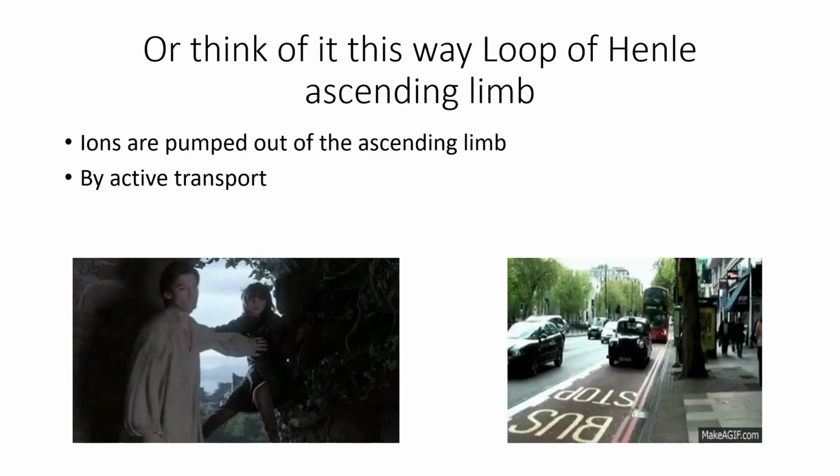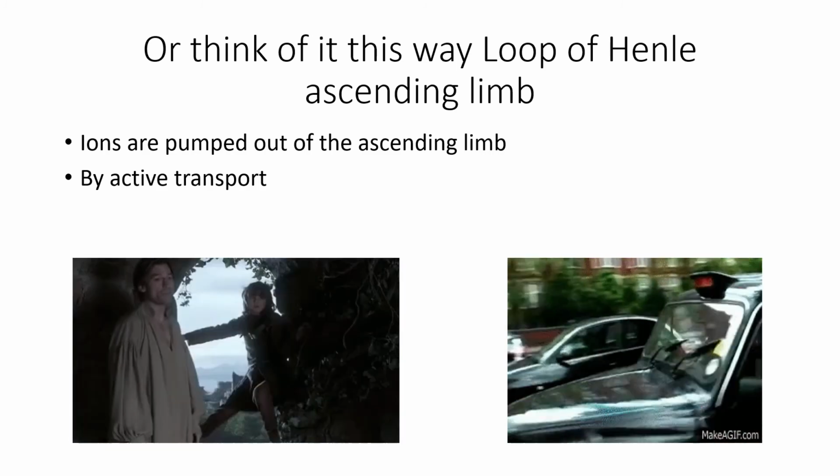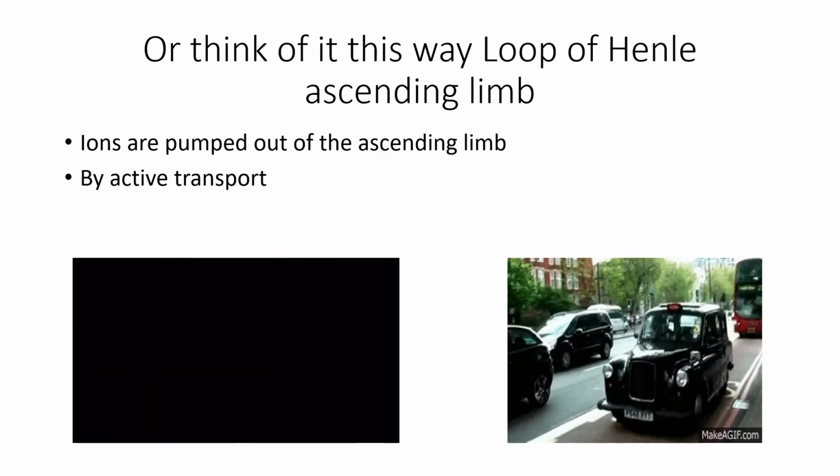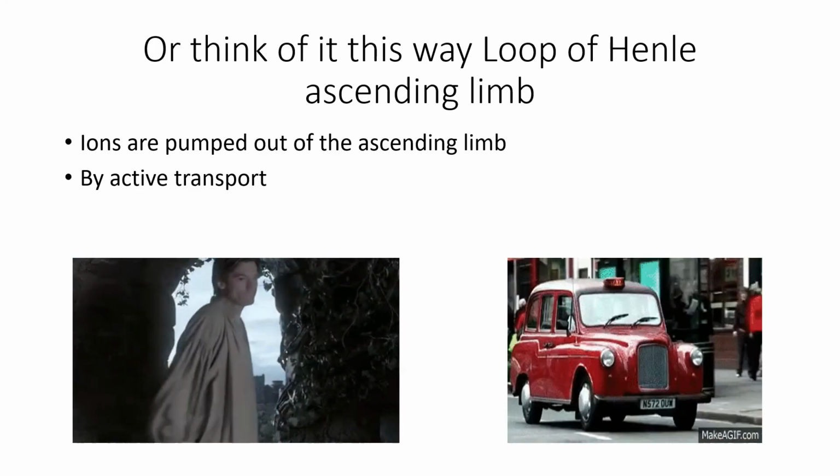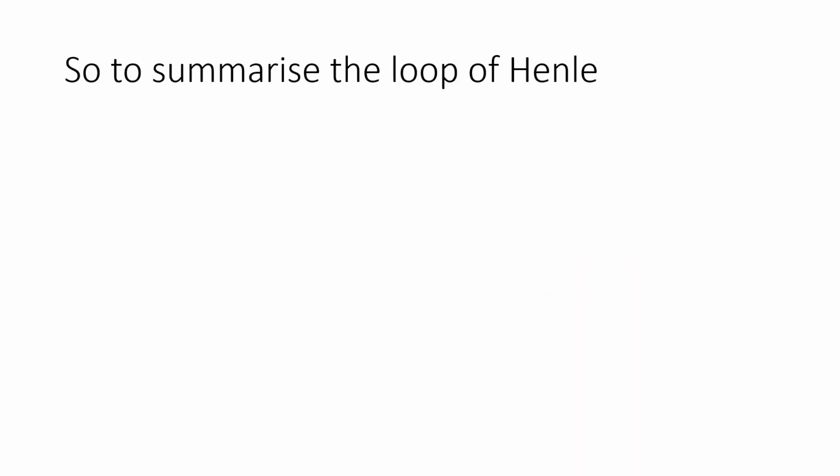This is active. So in a way, the ions need to get a taxi to leave the ascending limb to return to the body. So it's going to take an amount of energy to do this. So just basically to summarise what's going on in the loop of Henle.